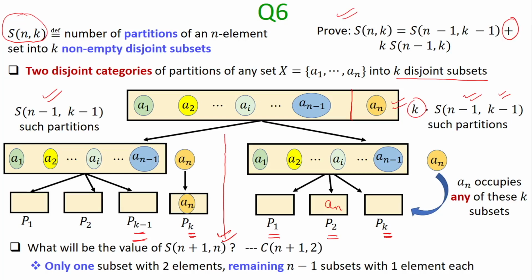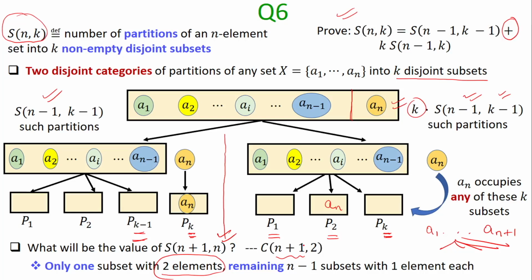It's nothing but C of n plus 1 comma 2, because if I have n plus 1 elements, namely a1 to a of n plus 1, and if I want to divide it into n subsets, then that means that there will be only one subset with two elements, and all other subsets will have one element each. So now I have to just find out the two special elements which are going to occupy that subset, which is allowed to have two elements, and that will automatically ensure that the remaining n minus 1 elements which are left, each of them go to singleton subsets. So that's why the answer here is C of n plus 1 comma 2, because there are C of n plus 1 comma 2 ways of picking two elements from n plus 1 elements.